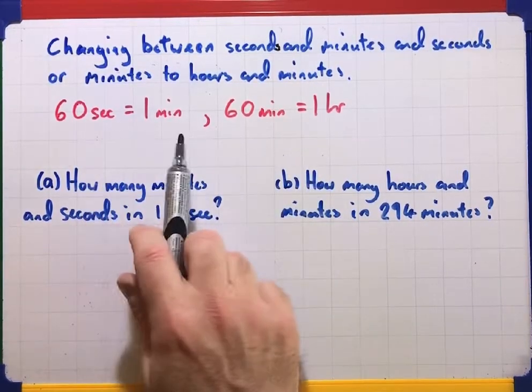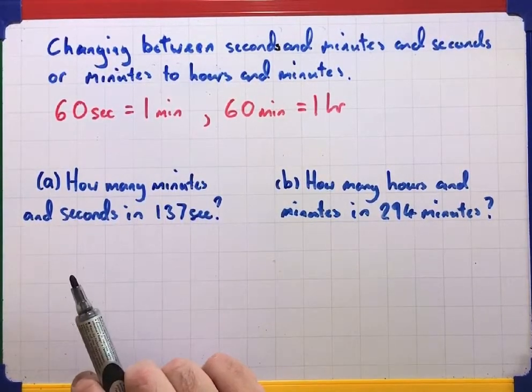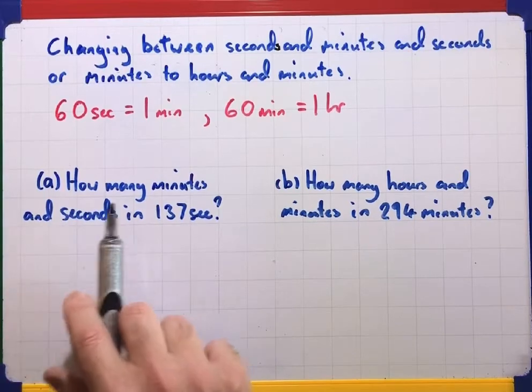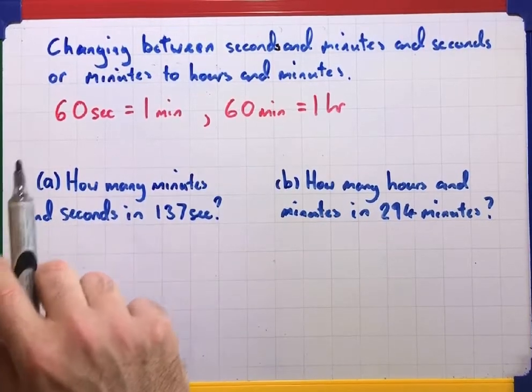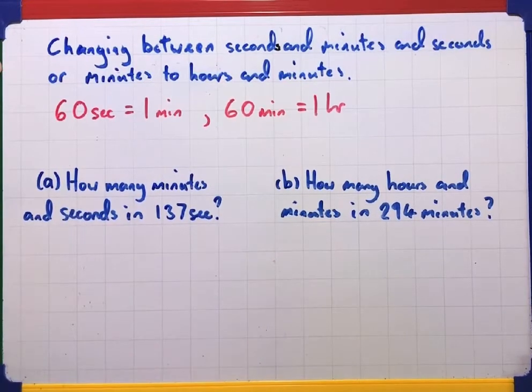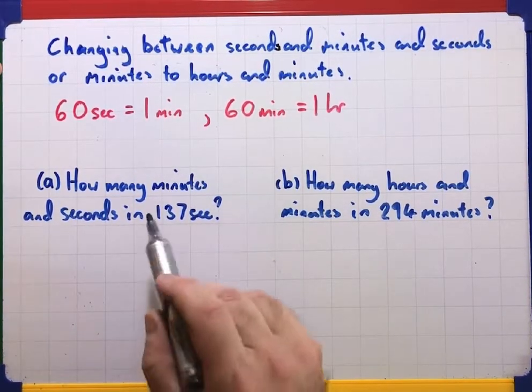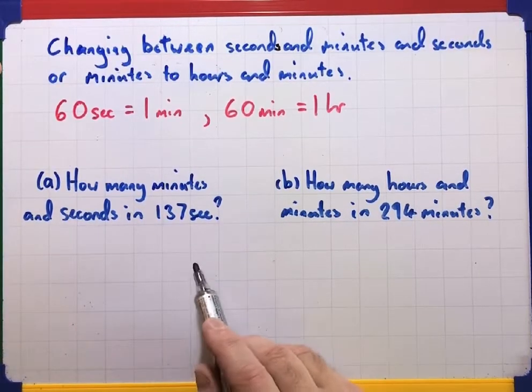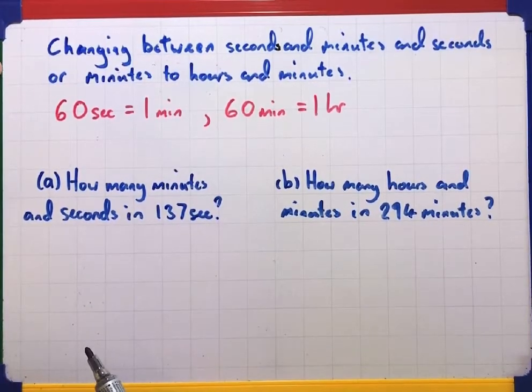This is where some of the confusion crops up, because we're used to using a decimal system where we'd expect things to be in hundreds or tens or thousands. This is not, it's 60. So we need to bear that in mind. So if I'm asked how many minutes and seconds in 137 seconds, what I think of is this.